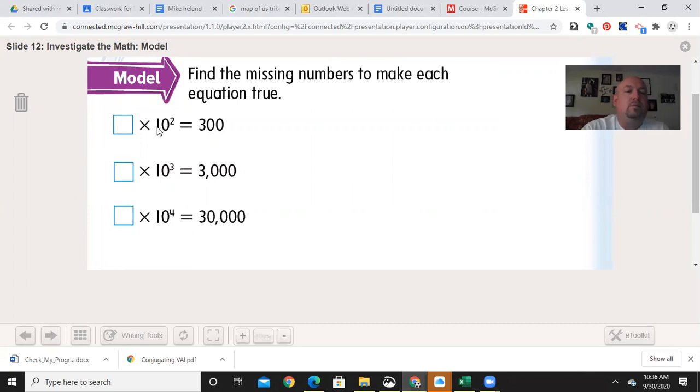Now let's go to here. 10 squared, 10 times 10 is 100. So how many times does 100 go into 300? Well, 3 times. Go down here. 10 times 10 is 100 times 10 is 1,000. How many times does 1,000 go into 3,000? 3.